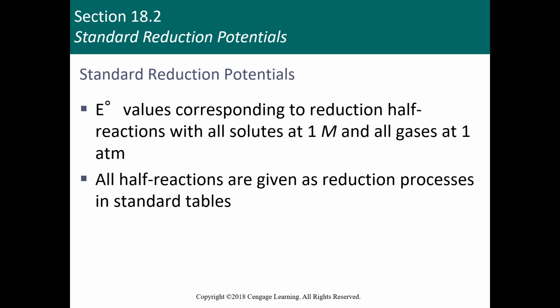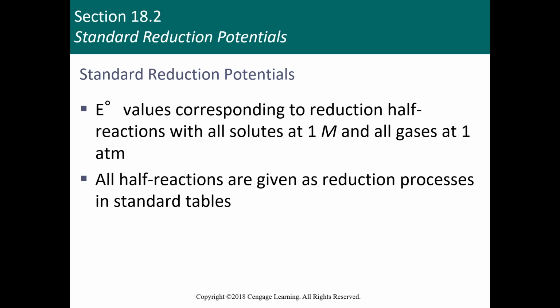All right, so standard reduction potentials. E naught values will correspond to reduction half reactions. These are going to be all corresponding to reduction half reactions. You're always going to be in the reduction. So that means you're always going to be adding electrons to a positive charge, and they're all always going to be listed like that. So if you look up E naught values, they'll all be the reduction half reaction. They'll never be the oxidations.